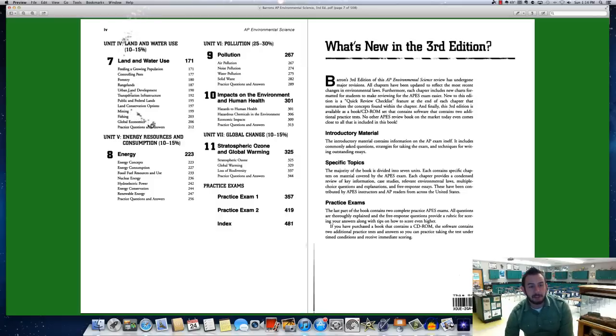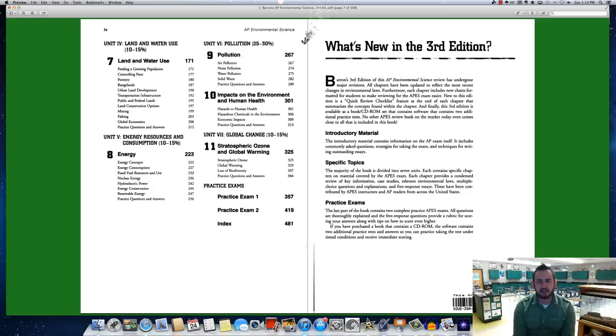Unit 5 is about energy resources and consumption. It's also 10 to 15% of the exam, and usually you see one of the essay questions about this topic as well, specifically some of the math-based portions of it. This is all about energy, non-renewable and renewable. Unit 6 is about pollution. That is 25 to 30% of the exam.